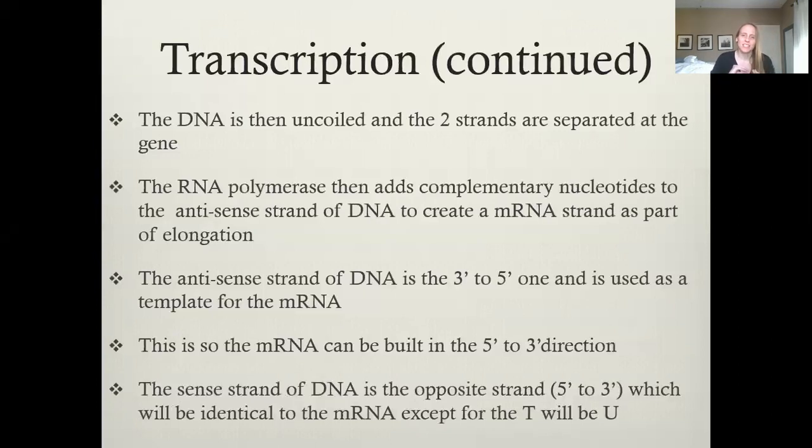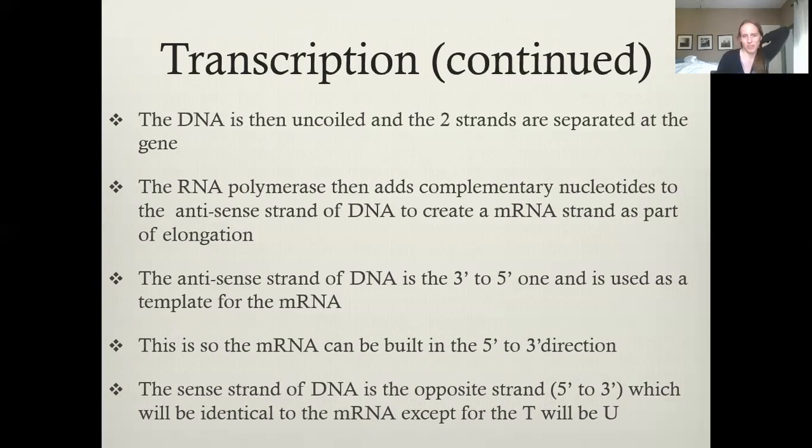So yeah, the DNA has to be uncoiled, the two strands are separated, just like when we're replicating DNA, only this time, instead of DNA polymerase 3 building a new strand of DNA, RNA polymerase will build a new strand of mRNA. Now, because RNA is only single-stranded, you're not going to have a leading strand and a lagging strand because you're only going to be making one strand of the mRNA.